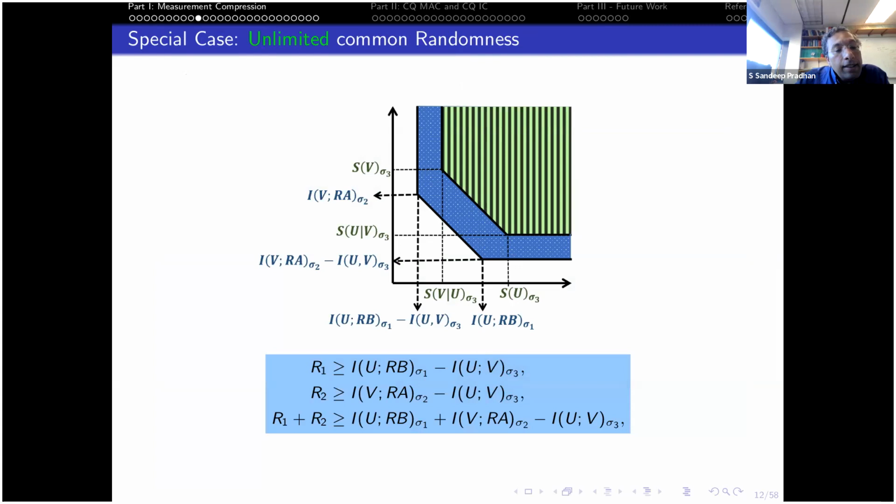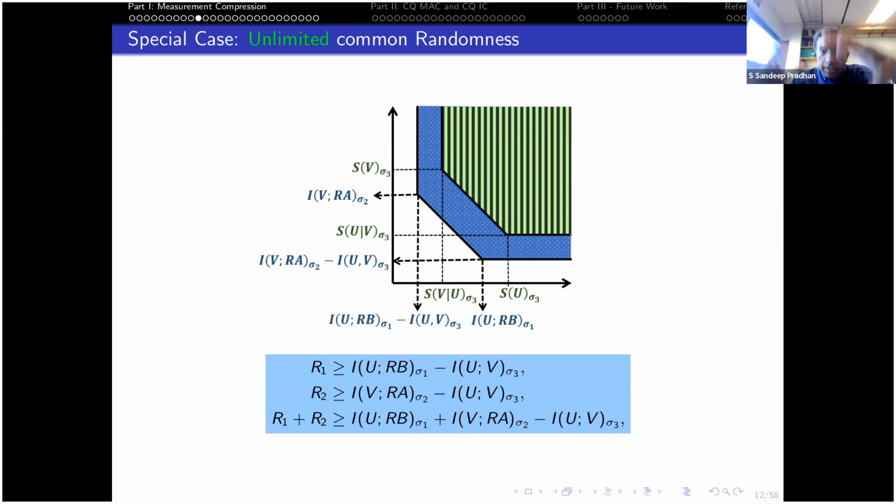As in the point-to-point case, in the sense of the Alice and Bob case, adding common information helps in reducing the rate of transmission. So even in the case of Winter's problem, by adding common randomness, which is maybe a somewhat cheaper resource than sending bits, we can actually reduce the rate of transmission. The x-axis is rate R1 and the y-axis is rate R2.